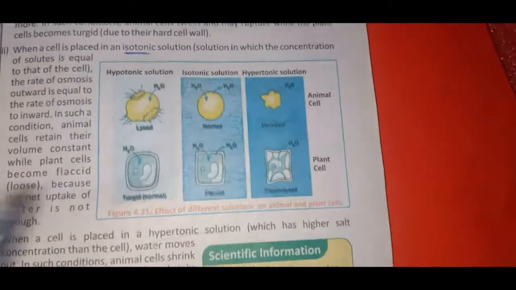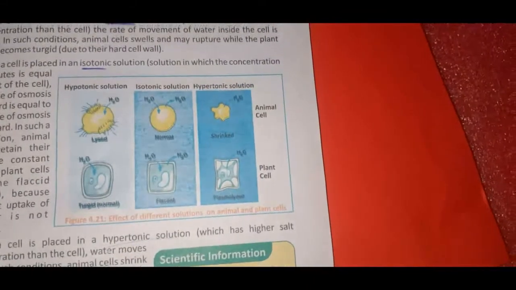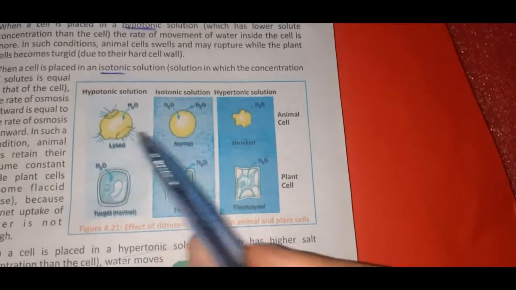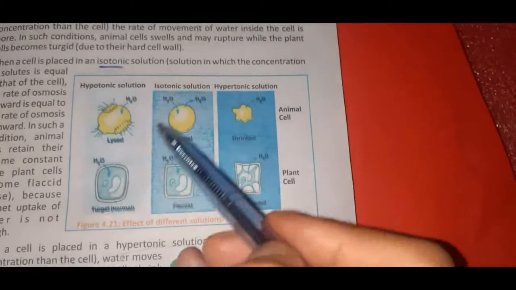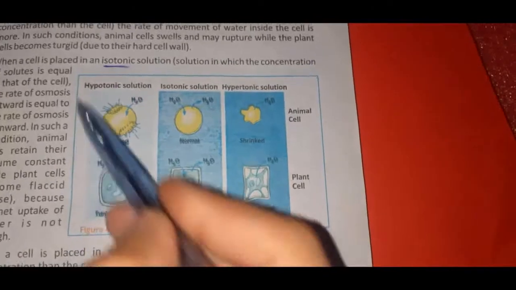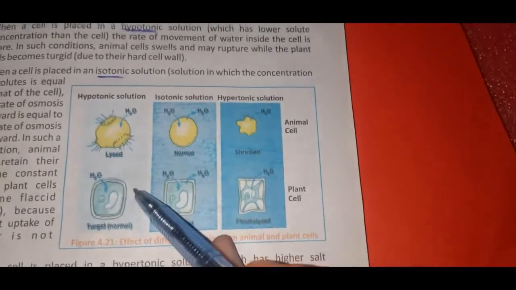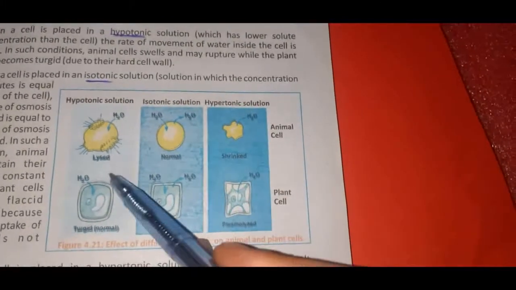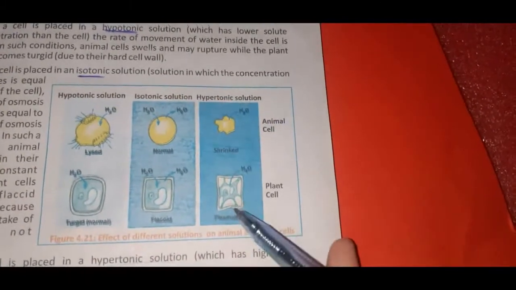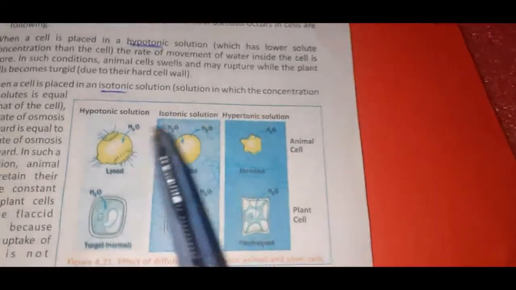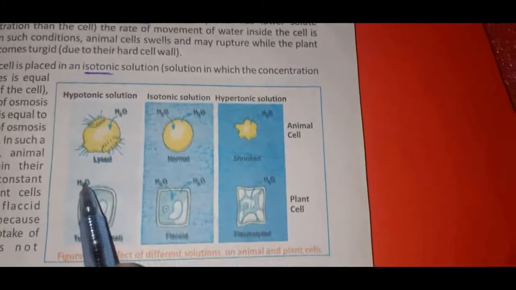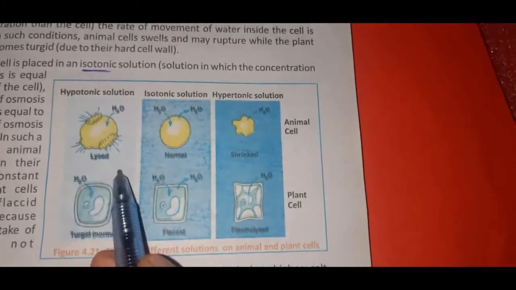All right, so look at your book. Here what you have to do in figure 4.21, that is page number 85, is observe the color. Number one, we are observing colors. So the first image color is quite light, right? It's light blue. Whereas the second is a bit darker, and then the third is more dark. So here the light blue color shows that it has less concentration of solute.